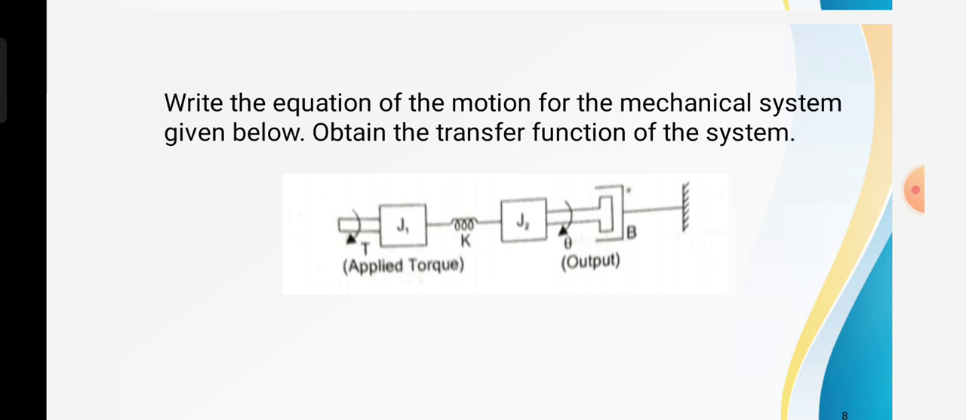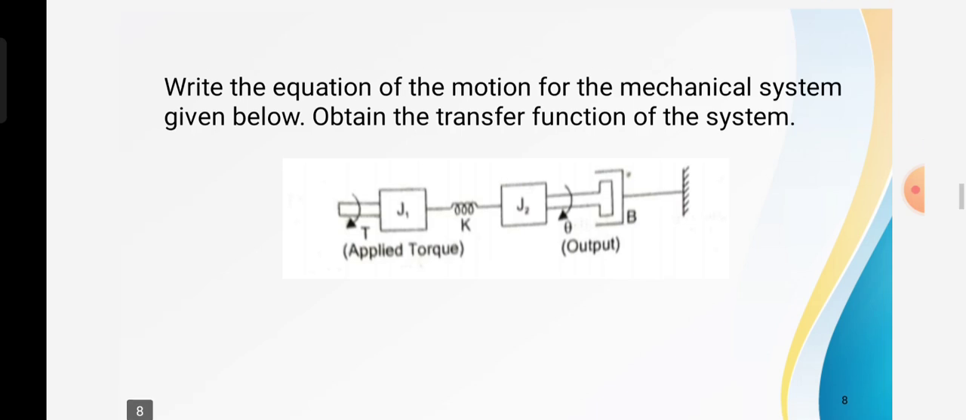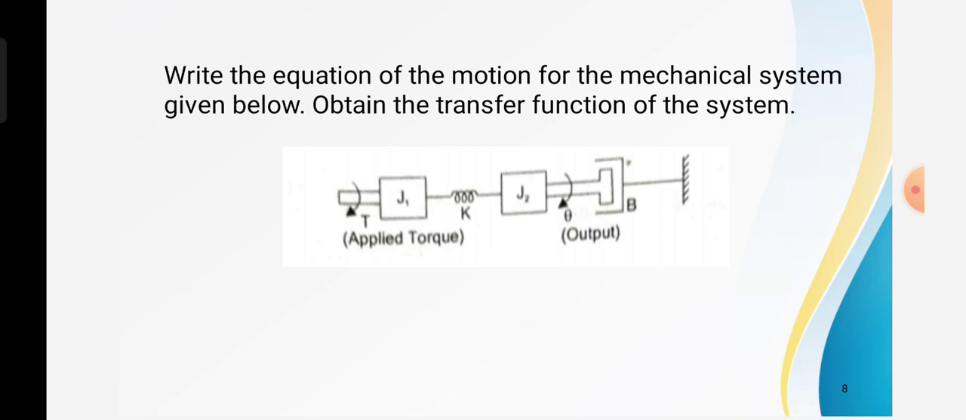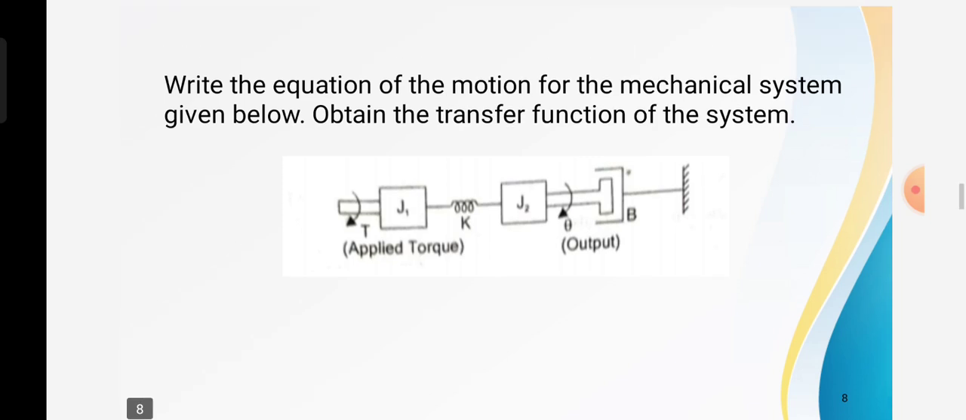Now we solve the problem. Write the equation of motion for the given mechanical rotational system and obtain the transfer function of the system. The given diagram is a mechanical rotational system. There are two moments of inertia, J1 and J2.